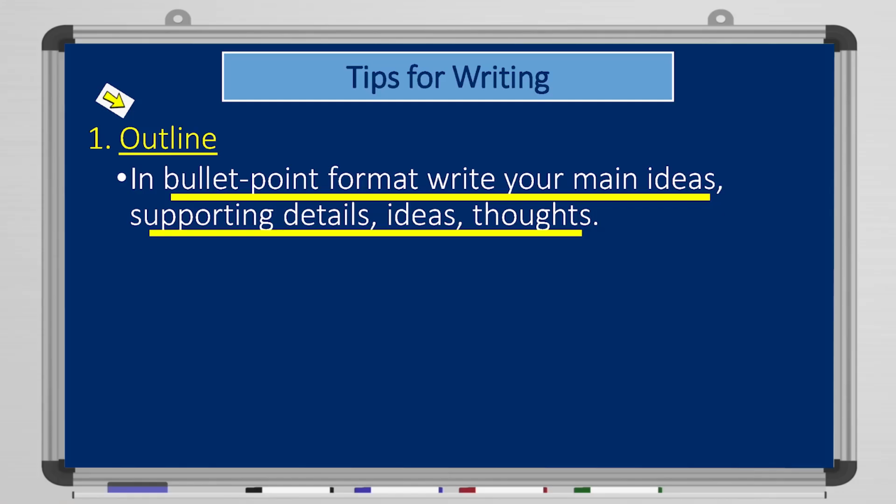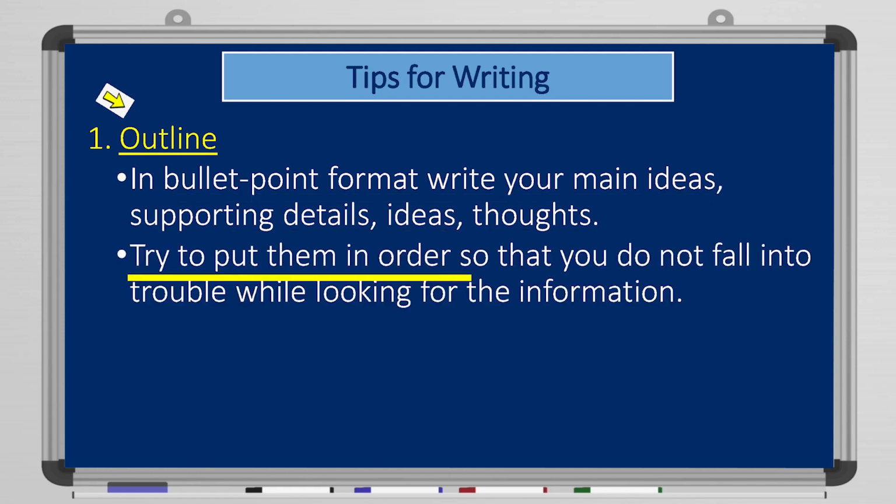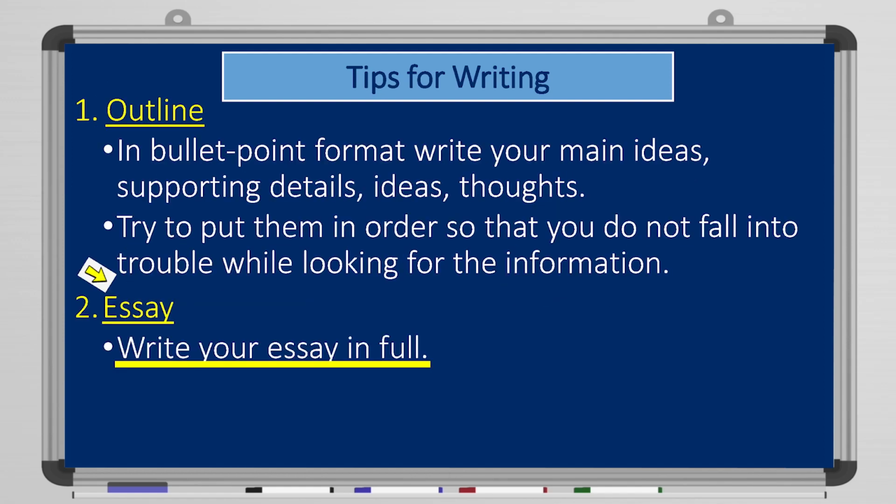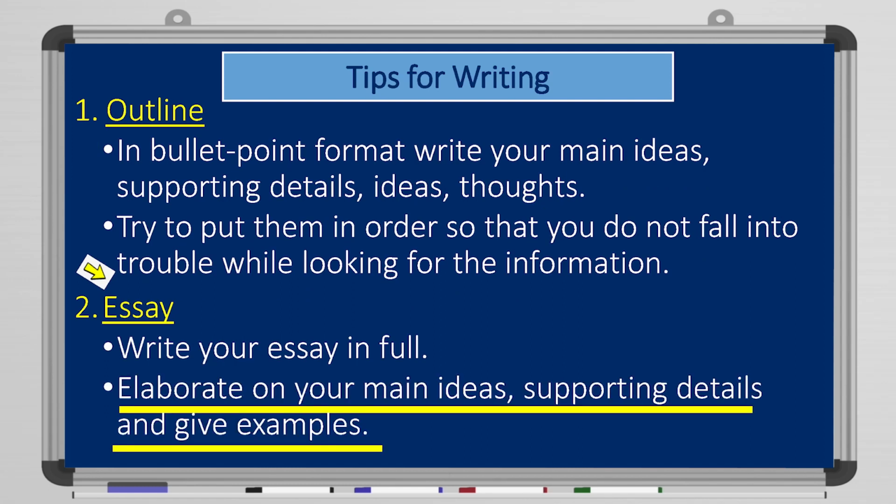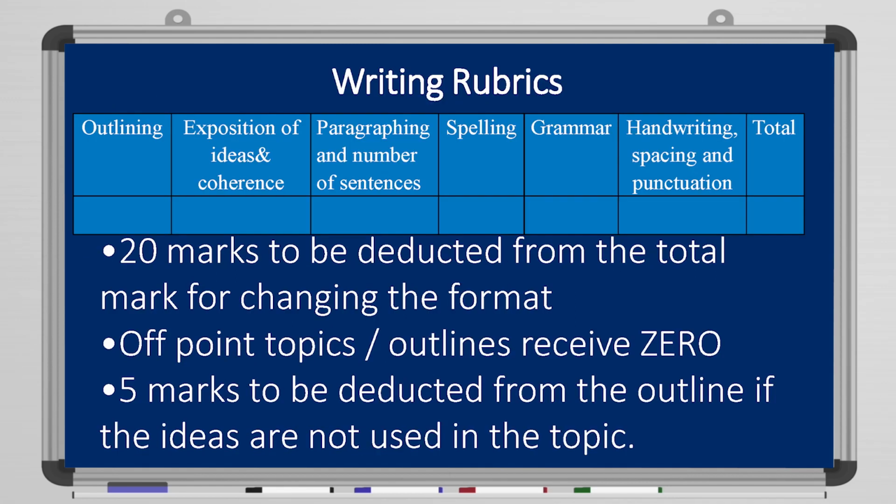But let's look at your outline. When it comes to your outline, you're going to look at what? You're going to look at the main ideas, list them down in bullet point form, and just write down your supporting details and ideas. Remember, what you include in your outline should be mentioned in your essay, or you would lose some marks. You would lose around 5 marks for adding information in your outline and not including it in the essay.